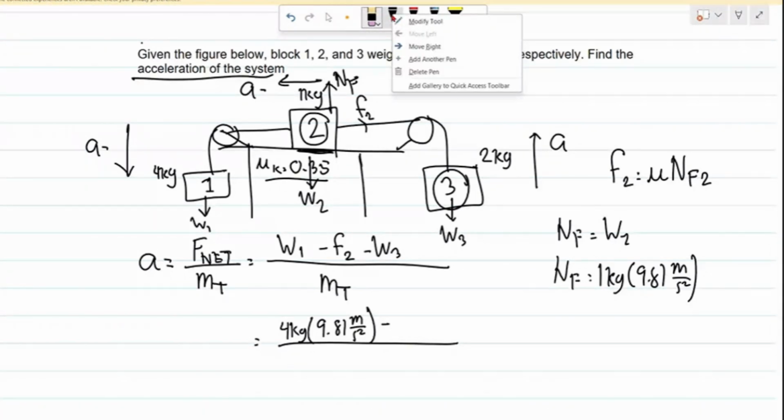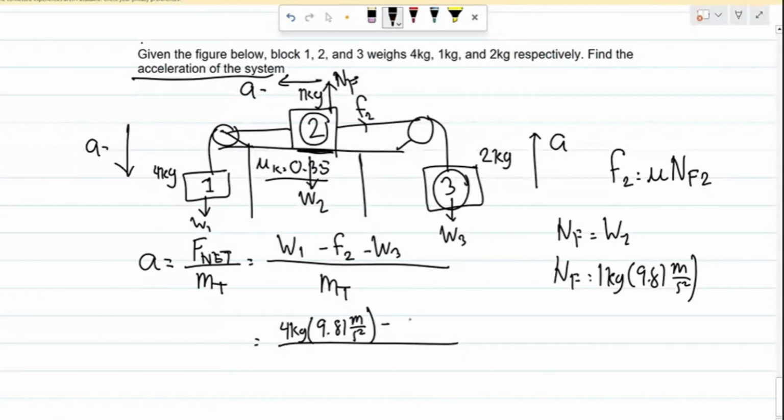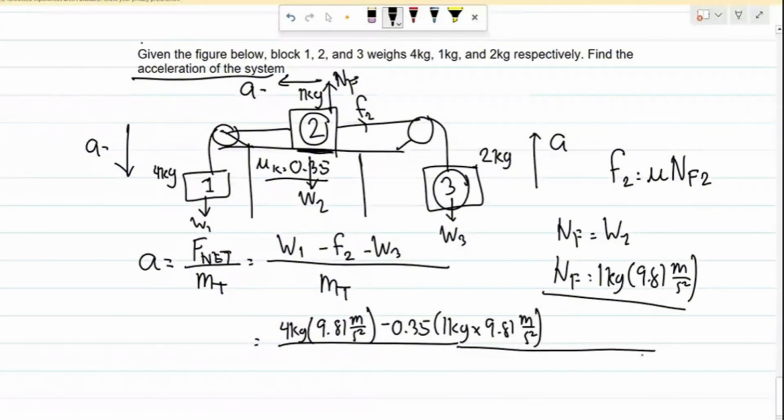So balik po tayo. So friction po natin, anong formula natin? That is mu, which is 0.735 times the normal force po yung binigay natin or yung nakuha natin, that is 1 kilogram times what? 9.81 meter per second squared. Siyempre, meron tayong W3 which is 2 kilograms. Okay, multiplied by 9.81 meter per second squared, all over the mass total of what? So we have 4 plus 1 plus 2, so a total of 7 kilograms.